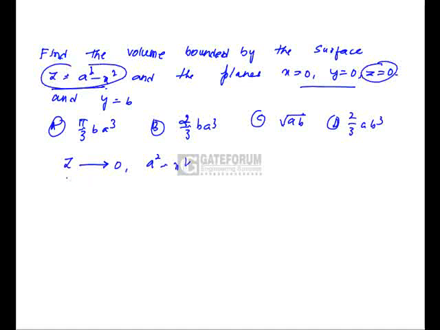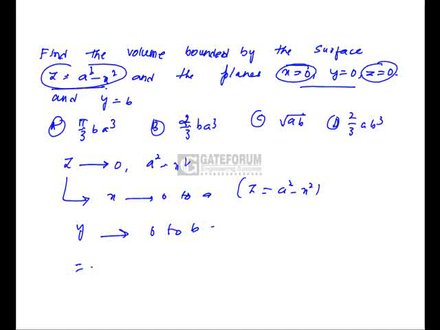Now, if z is 0, then x varies from 0 to a. If I substitute z as 0 in a square minus x square, x varies from 0 to a, as x is given as 0 here, and if I substitute, x will be a. Now, similarly, y varies from 0 to b. Now we have to find the volume integral, so I'll take the limits as x equals 0 to a, y equals 0 to b, as well as z from 0 to a square minus x square, into dz dy dx, as it is volume integral.